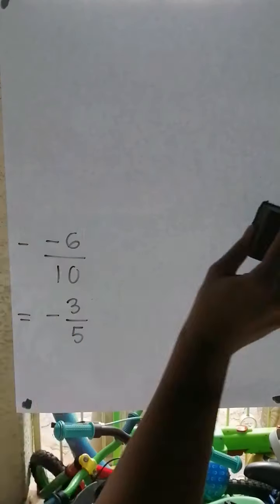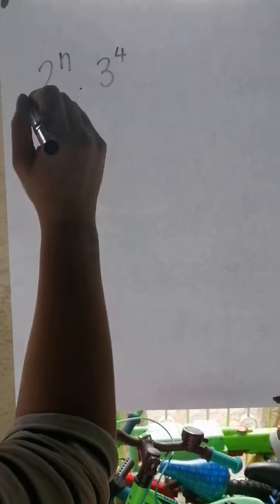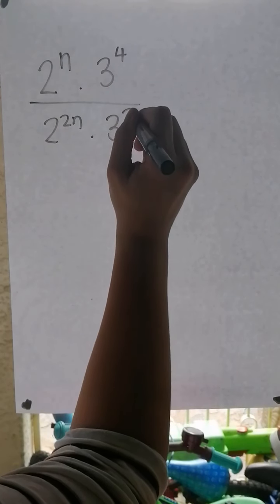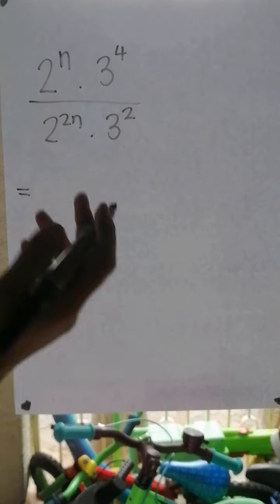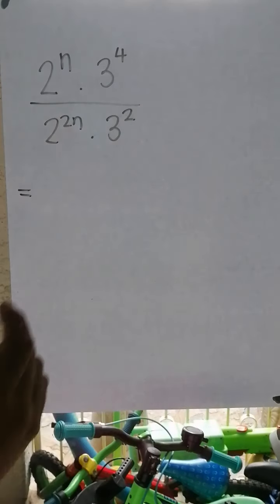I just thought of something that I didn't show you yesterday, and I'm pulling this example out of my head, so please bear with me if it doesn't work out. But if I had, and it was based on that question I just did earlier, 2 to the power of n times 3 to the power of 4 over 2 to the power of 2n times 3 to the power of 2. Okay. Right, please remember that this is 2 to the power of 2n.